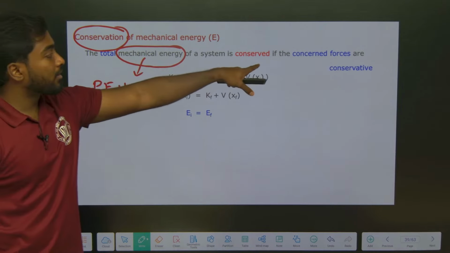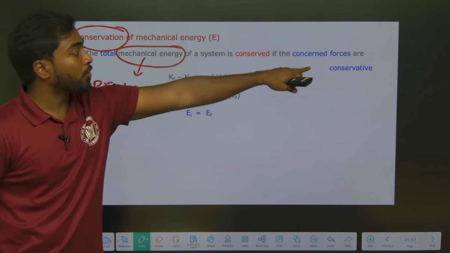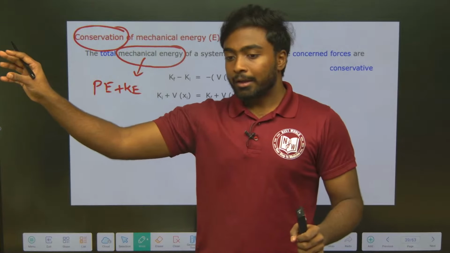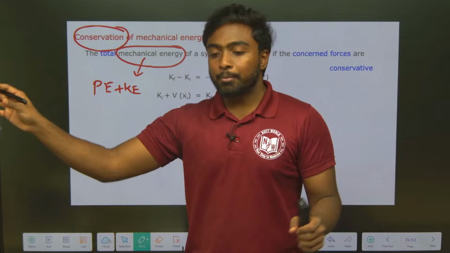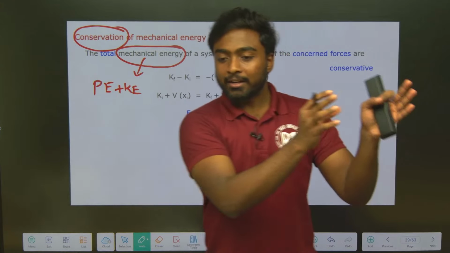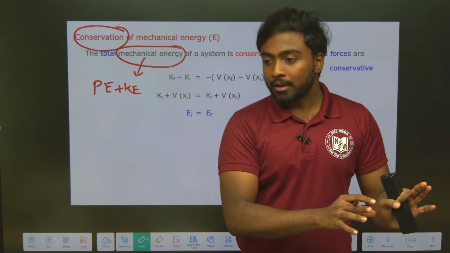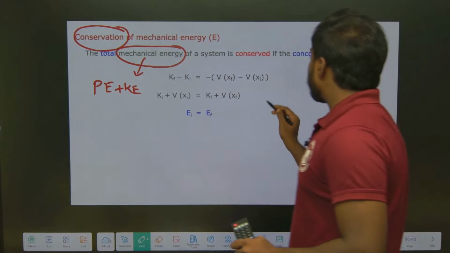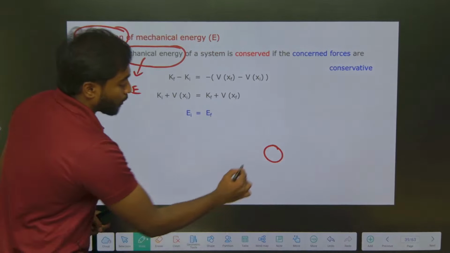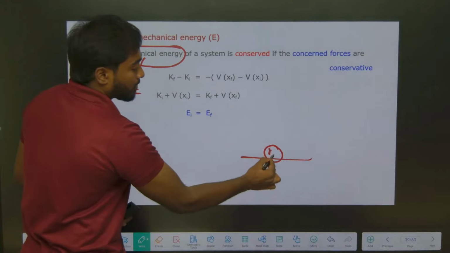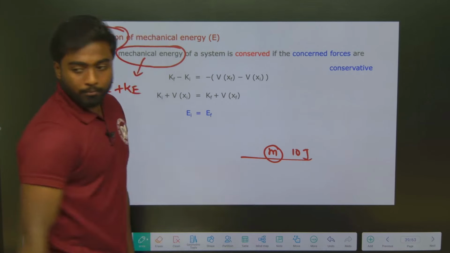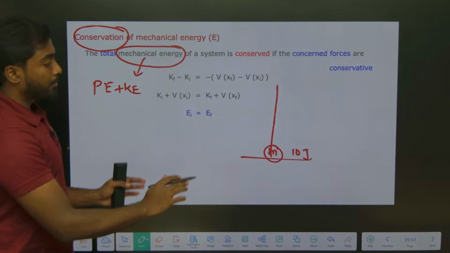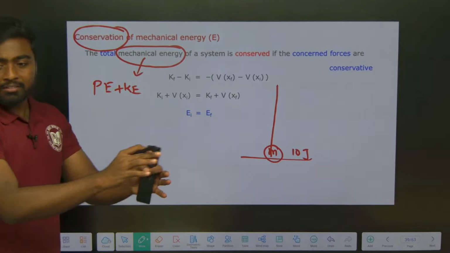So the mechanical energy of a system is conserved if the forces concerned are conservative. It means, initially I am having some energy, say 10 joules. I am doing some work there. At the final point also I am having the same 10 joules, which means energy has been conserved. For example, I am taking the object m having 10 joules now. Now I am taking the object to some height h, from one point to another point. So I am doing some work there.